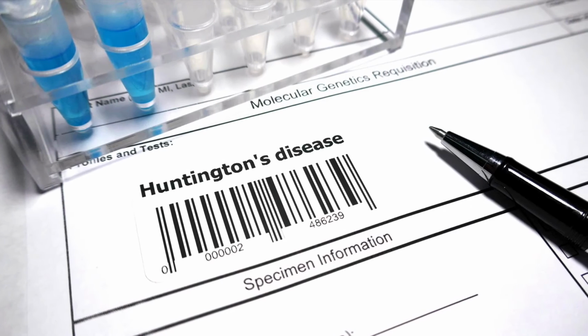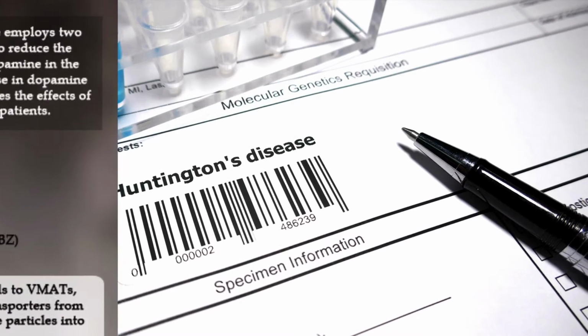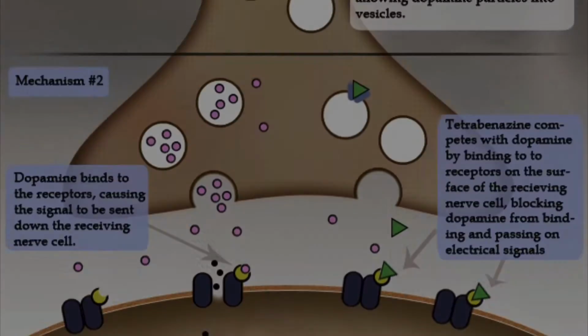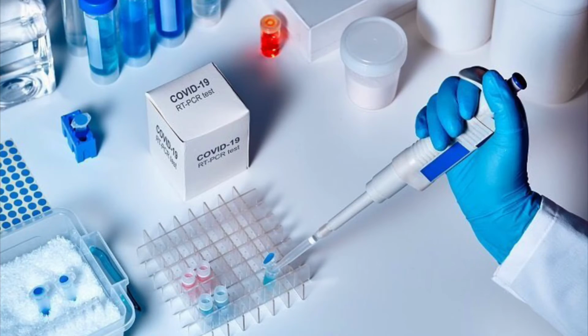Currently, drugs such as tetrabenazine and deutetrabenazine are the best treatments. Both of these drugs suppress chorea, which is another main symptom of Huntington's. These drugs, however, aren't going to cure the patients.